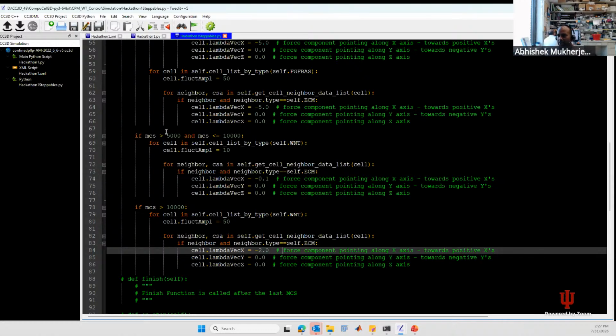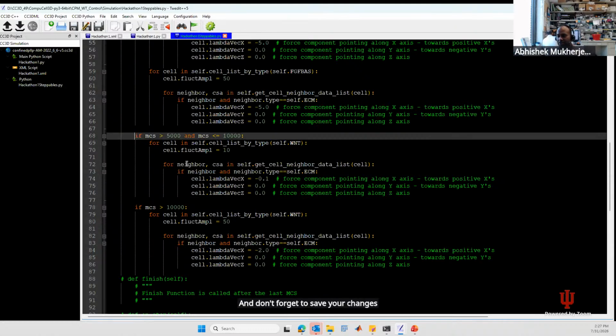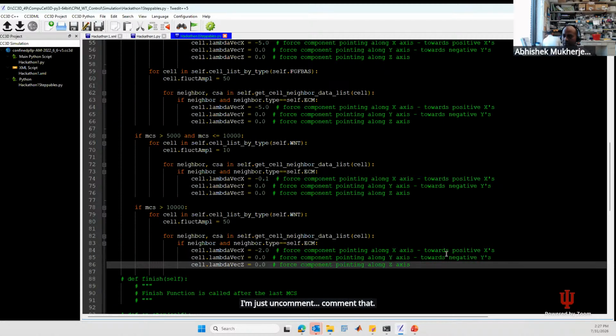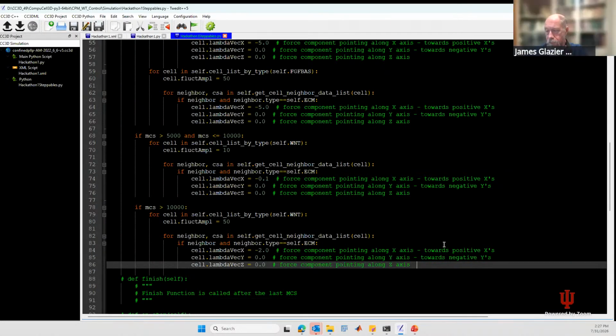And don't forget to save your changes. I'll just comment it out. Anybody have any questions? That worked for me. Aritra said they got it to work. Anybody else get it to work?